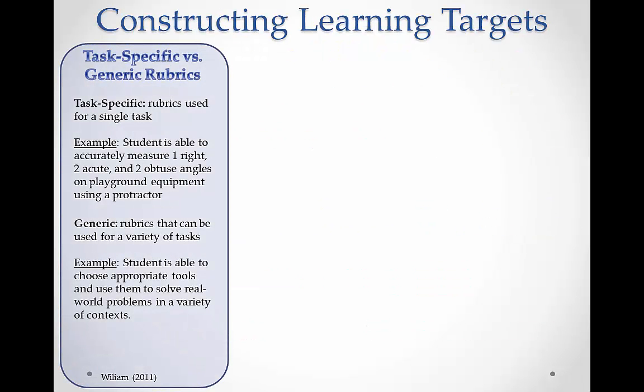When constructing rubrics, teachers must decide whether to use task-specific or generic rubrics. Task-specific rubrics are constructed in a way so they are useful for a single task, but will not likely be usable again for other dissimilar tasks. They do, however, provide students with extremely clear criteria for success and therefore are often used for summative assessments. An example might be, students are able to accurately measure 1 right, 2 acute, and 2 obtuse angles on playground equipment using a protractor. This success criteria clearly states what a student must do to be successful.